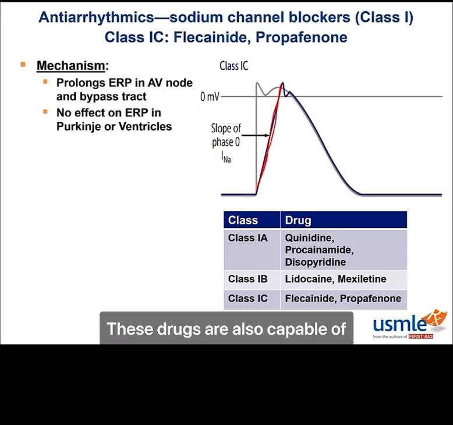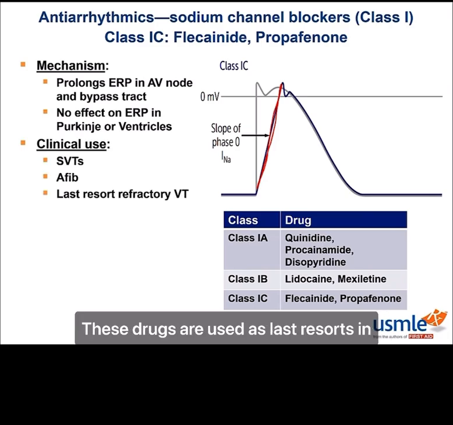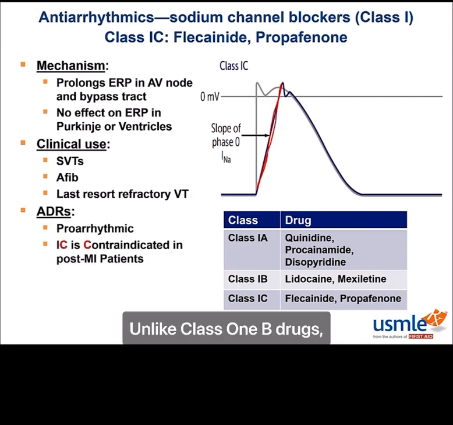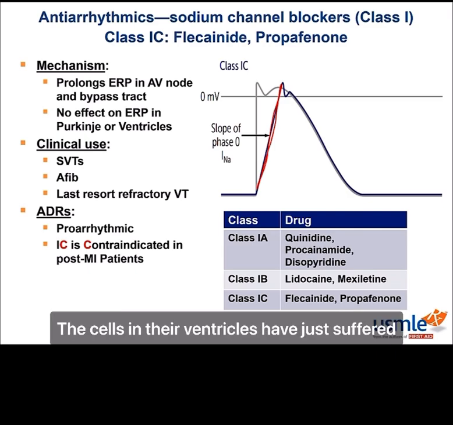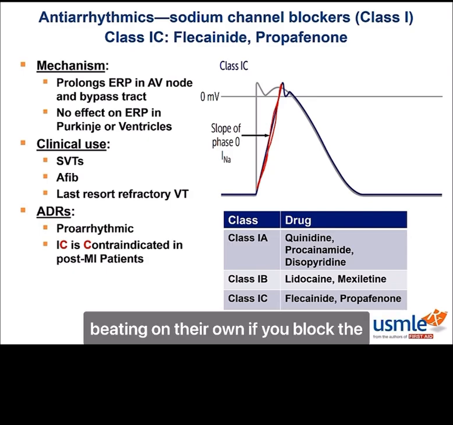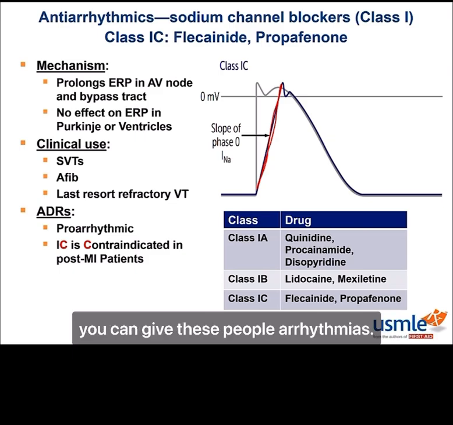These drugs are also capable of prolonging the effective refractory period of the AV node and accessory bypass tracts. These drugs are used as last resorts in some refractory VTACs. Unlike Class 1B drugs, you never give Class 1Cs to a patient who just had an MI. The cells in their ventricles have just suffered severe membrane alterations and ion leakage, and they're just waiting for an opportunity to start beating on their own if you block the override signal from the AV node. This is the toxicity of the drug. In the setting of ischemic or structural heart disease, you can give these people arrhythmias.